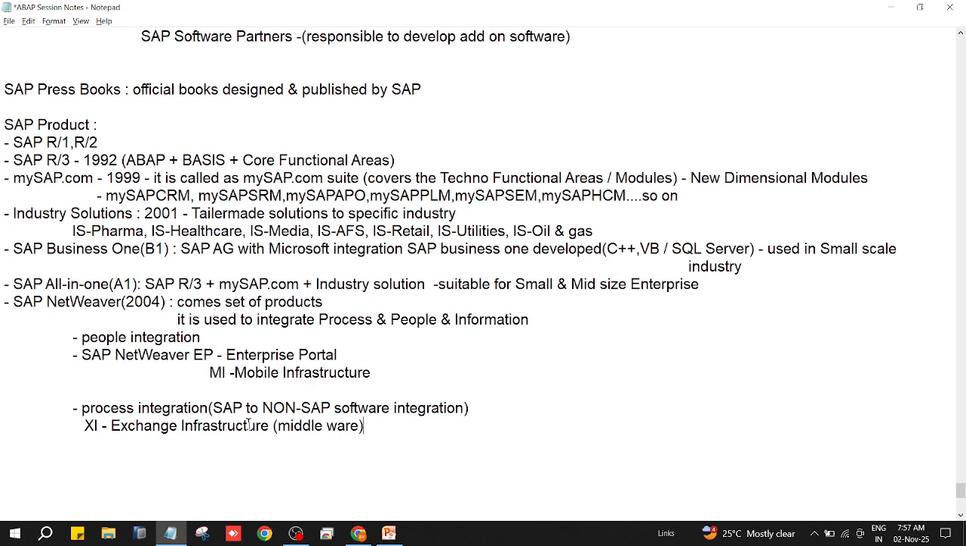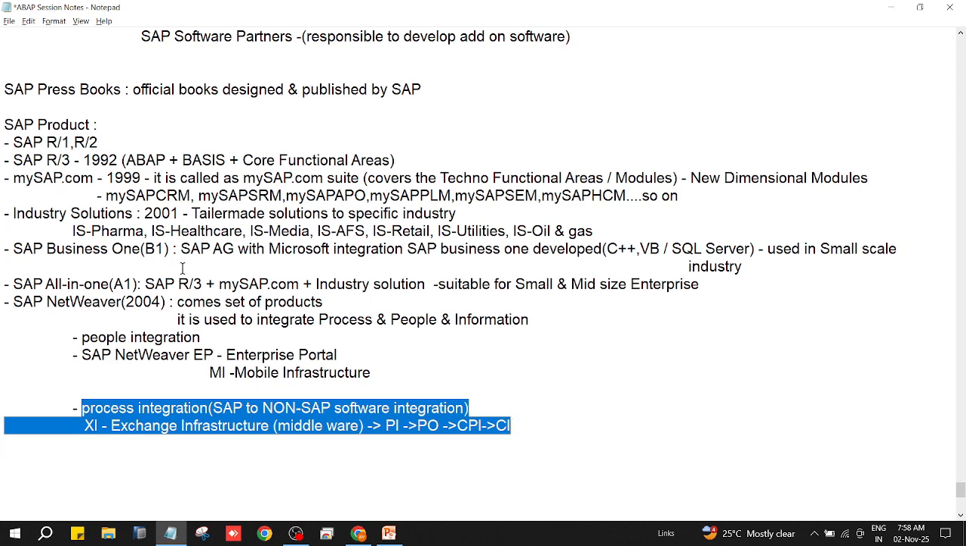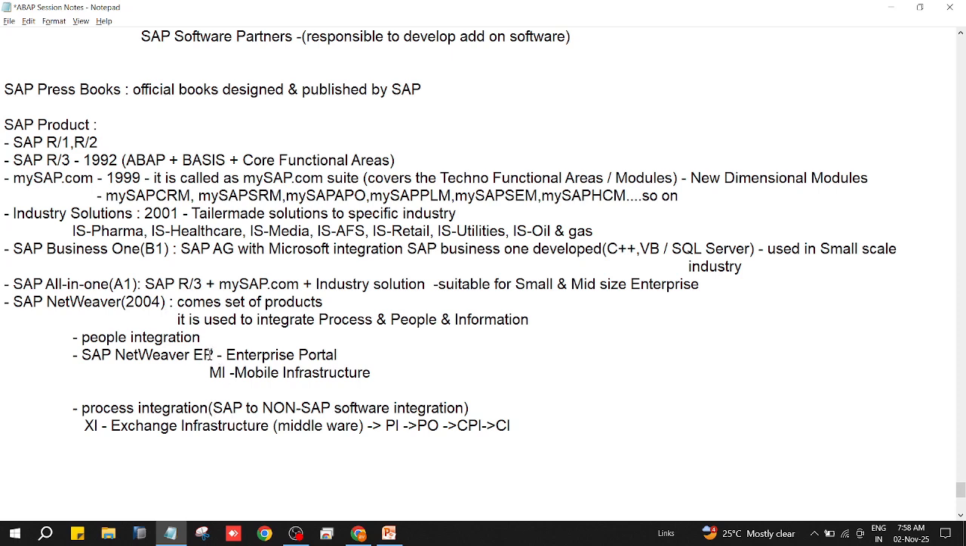Next, XI was renamed, because the names keep on being changed by SAP. At one stage they called it XI, then PI, process integration. Then at one level they called it process orchestration. Next they named it CPI, cloud platform integration. Now we are also calling it CI, cloud integration. So the names keep on changing. This integration area is part of SAP NetWeaver. From 2004 onwards, XI came, later PI, PO, then CPI also launched. This platform is going on.